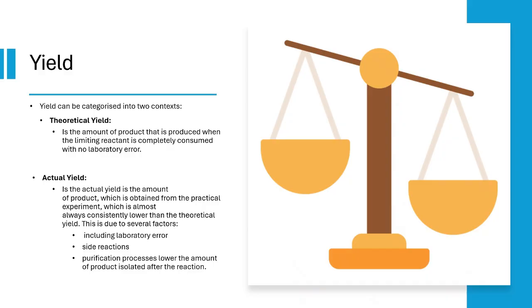Theoretical yield is the maximum possible product, assuming the limiting reactant is completely consumed with no losses. Actual yield, which is what is physically collected after an experiment. Percent yield is calculated as actual yield divided by theoretical yield, multiplied by 100 to get the success percentage.